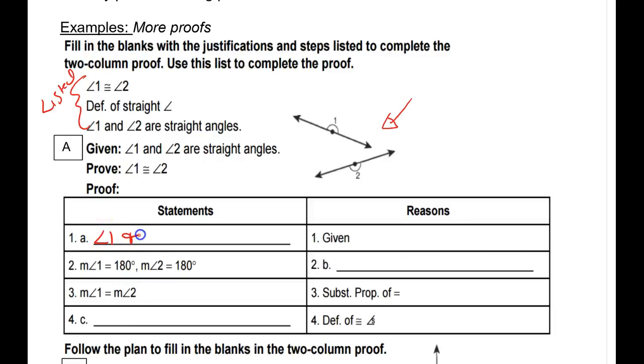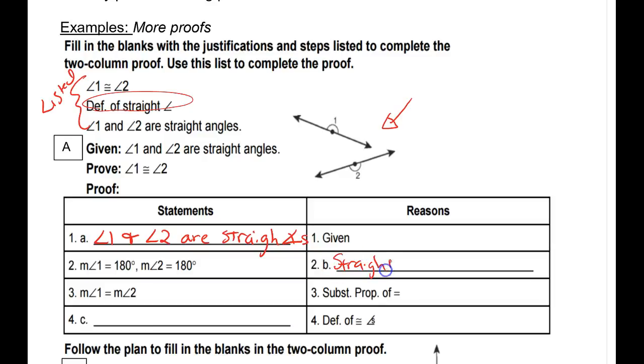Angle 1 and angle 2 are straight angles. Given. Now, what do you know about straight angles? They measure 180 degrees. Look what happens next. The measure of angle 1 equals 180, and the measure of angle 2 equals 180. So, what's our reason? Now, I didn't use the definition of straight angles. I don't like that, but you could write that in.